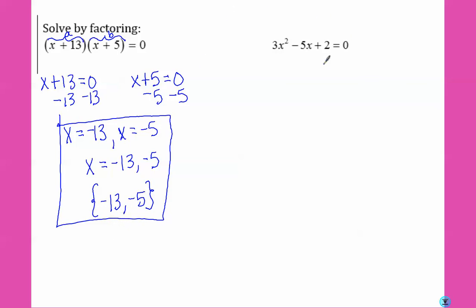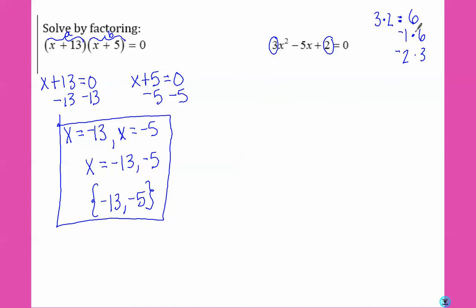So this example, we don't have the parentheses yet, but we've learned how to factor, so we can get the parentheses. Since it equals 0, we can start off with our factoring steps. Do these 3 terms have a GCF? They do not. So multiply a and c. 3 times 2 is 6. Since we're multiplying to a positive and adding to a negative, we know both terms will be negative. So 1 times 6 or 2 times 3.